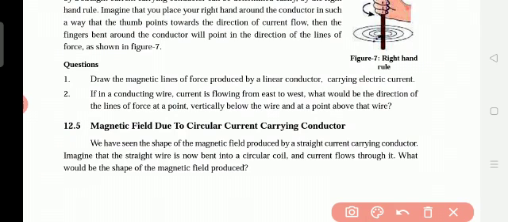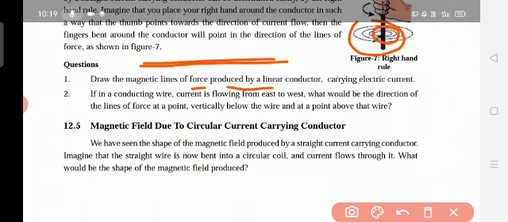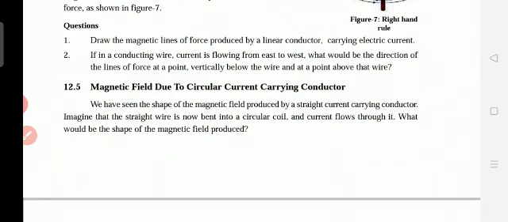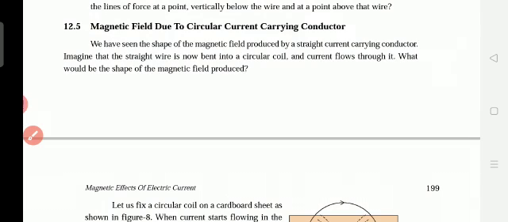Draw the magnetic lines of force produced by a linear conductor carrying electric current. Linear means if the conductor is in a straight path, how will the magnetic lines be? We see many examples of the magnetic field in electricity. Here, in a conducting wire current is flowing from east to west. What could be the direction of the lines of force at a point vertically below the wire and at a point above that wire? You will understand all this by studying.